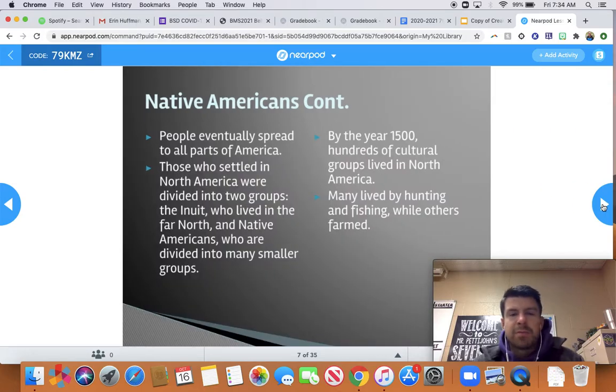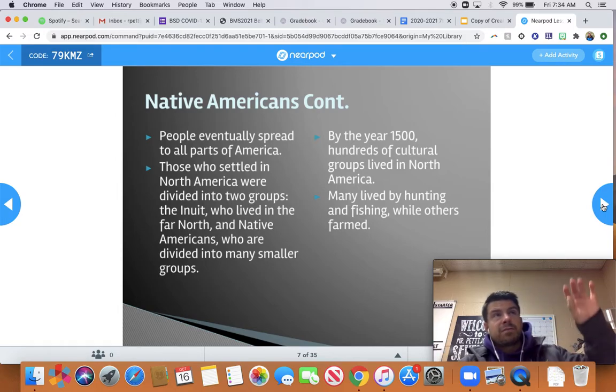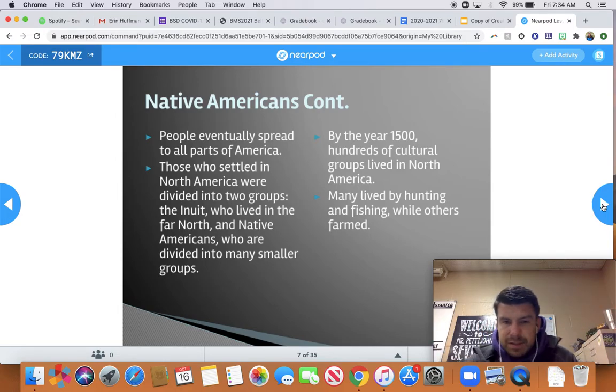All right, people eventually spread to all parts of America. We have Native Americans all the way over in Massachusetts. We have groups of Native Americans that will make their way all the way down south, down into parts of New Mexico. We also have groups that will make their way all the way down into Latin America. By the year 1500, hundreds of cultural groups lived in North America. Many lived by hunting and fishing, while others farmed.